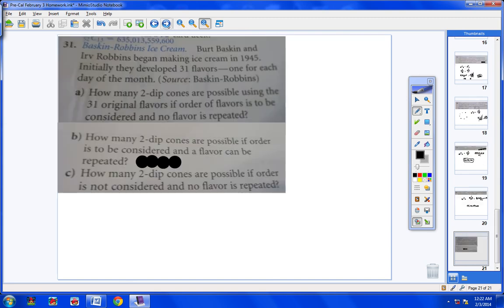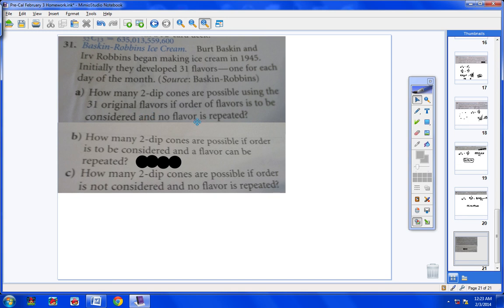Now, number 31 has 3 parts to it. We've all heard of Baskin and Robbins ice cream. Burt Baskin and Irv Robbins began making ice cream in 1945. Initially, they developed 31 flavors, one for each day of the month. Question number 1. How many 2-dip cones are possible using the 31 original flavors?